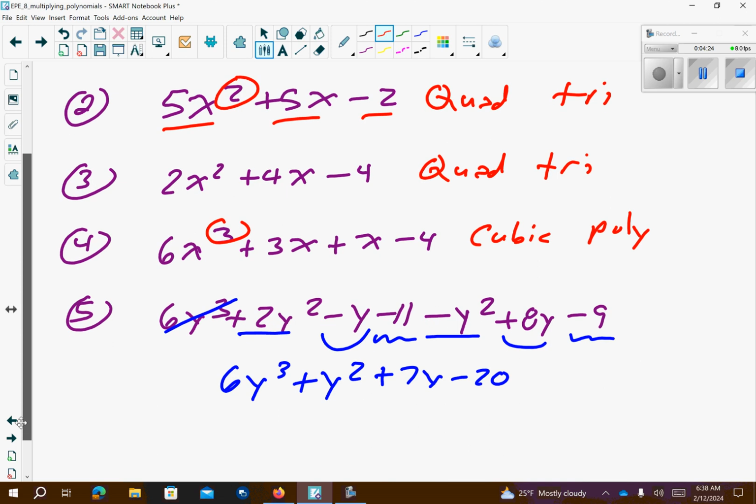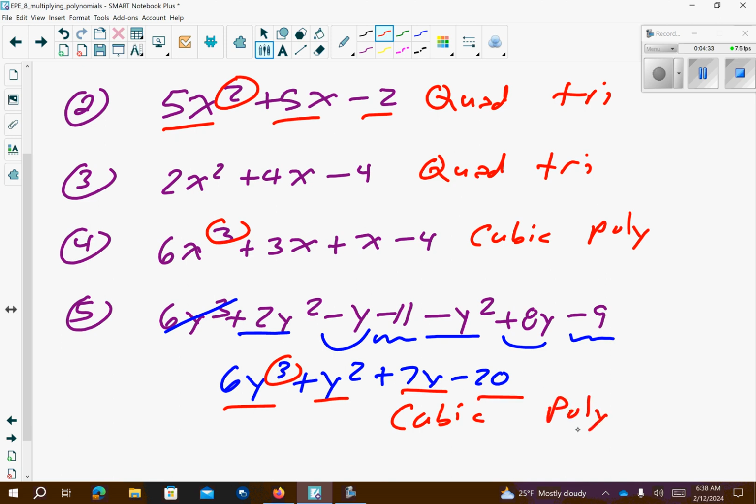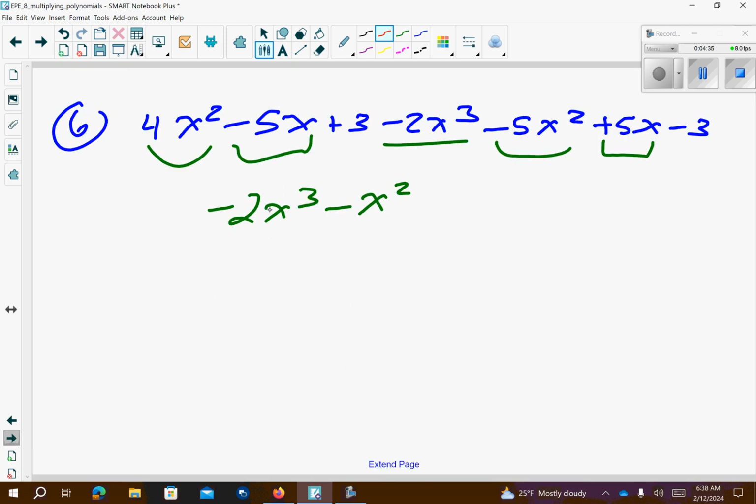And number 5, this is also cubic. Cubic is related to the highest exponent. There's 4 terms, so then it's polynomial. And then this one is quadratic because it's raised to the second, but there's only 2 terms, so it's a binomial.